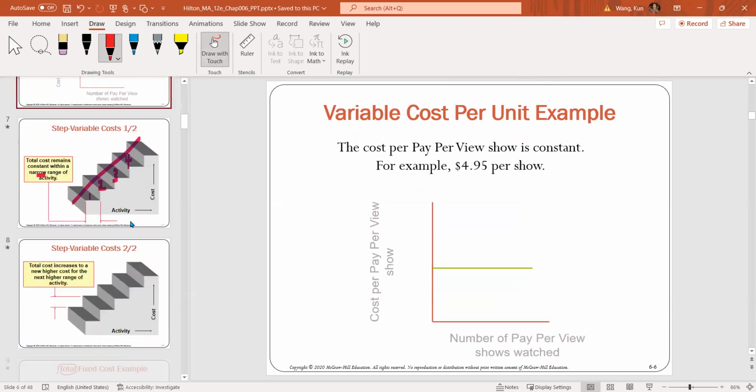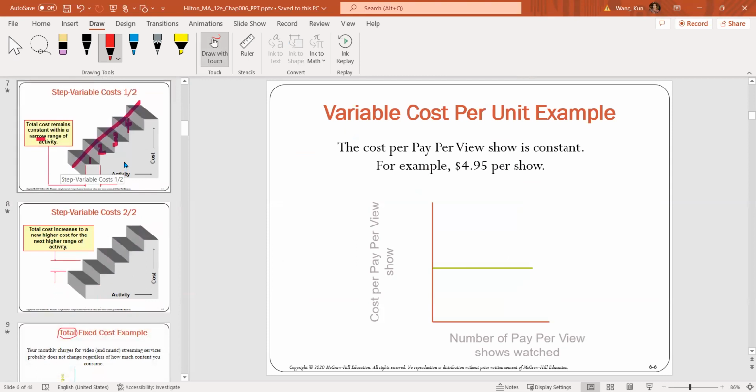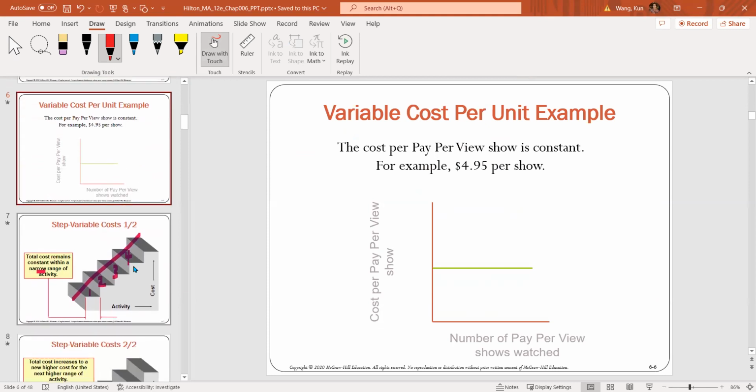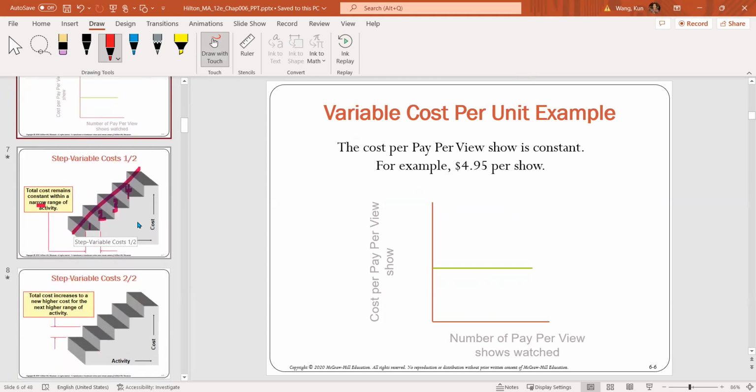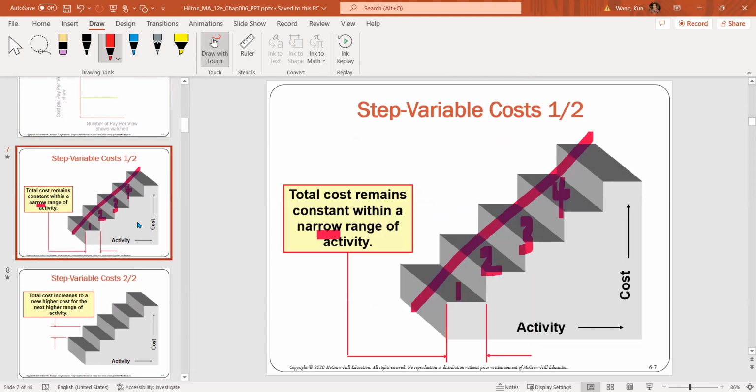For these cost behaviors, I'm not going to repeat them because we mostly talked about them already in chapter 2. You can use these slides as additional review for charting the behavior of variable and fixed cost. And some costs are not really perfect or ideal, right? Like the so-called step variable cost.